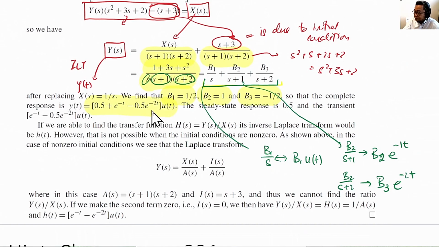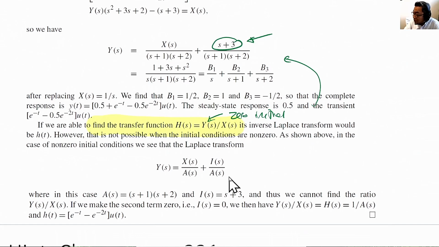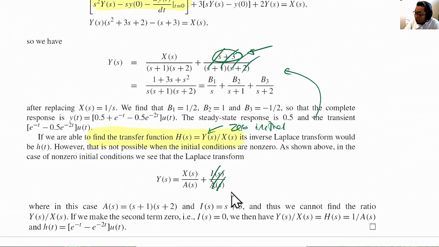Now the second part of the question asks us to find the transfer function. The transfer function is defined as Y(s) over X(s), but with Y(s) with 0 initial condition. In the previous example, the initial condition was not 0. It gives rise to this part. So to have 0 initial condition, simply throw away this part at the bottom. This part is due to the initial condition.